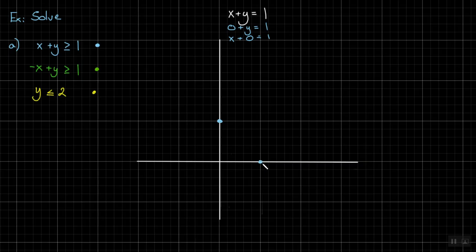Do I get 2 points? Do I have to do any algebra and rearrange and think about slope and y-intercept? No. As long as I get 2 points, can I draw my line? Piece of cake. There it is.